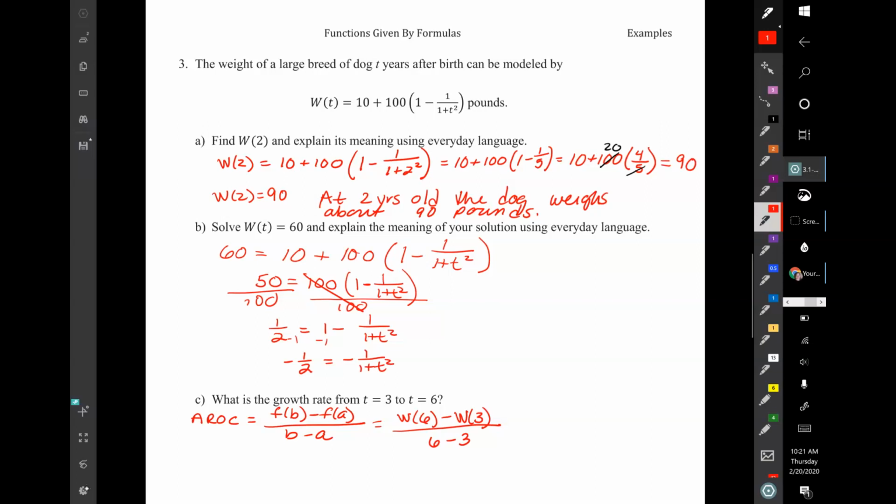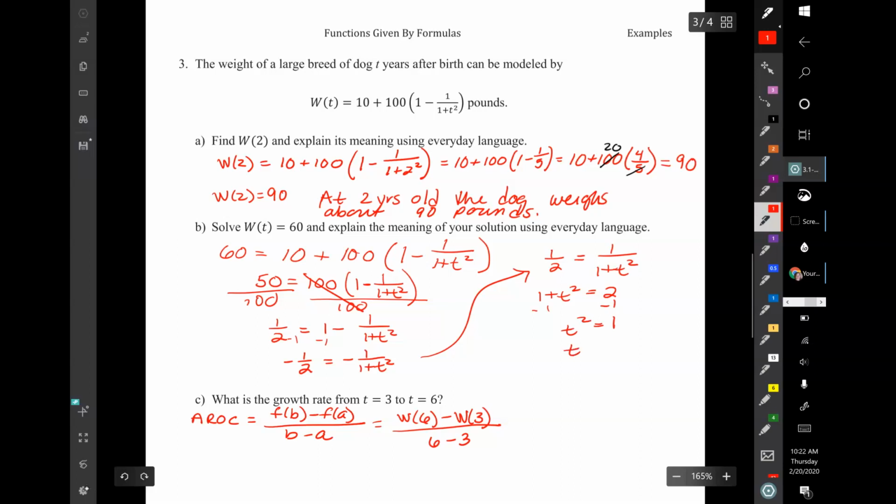I can just get rid of those negatives by multiplying through by negative 1 on both sides. So I would have 1/2 equals 1 over 1 plus t squared. Then I can do what's called cross multiply. So I would have 1 plus t squared equals 2. Subtract 1 from both sides. Get t squared equals 1, and by now you know that would be t equals plus or minus 1.